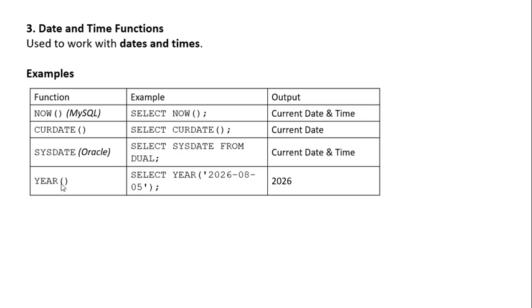And last is YEAR: SELECT YEAR with a date inside, which gives, for example, 2026, with the month as 8 and the date as 5. So from this date the year is found, and 2026 is printed. The same goes for the month and the day of the month, which are found in the same pattern.